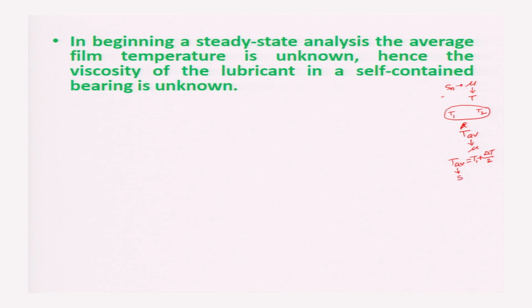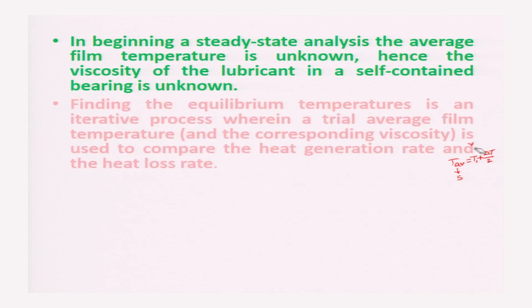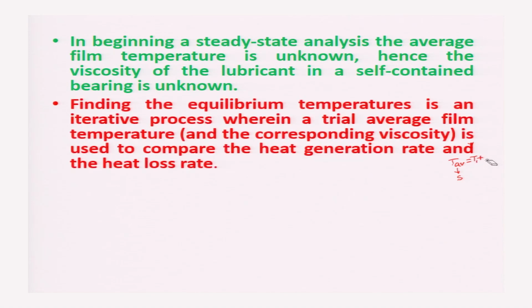Now, this is not the case for the self-contained bearing. So, what we do is, finding the equilibrium temperature is an iterative process wherein a trial average film temperature and the corresponding viscosity is used to compare the heat generation rate and the heat loss rate.